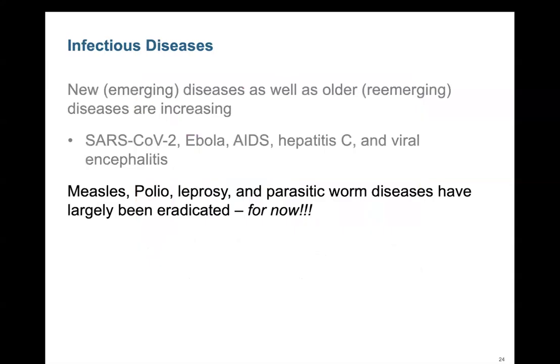Infectious diseases, these are new and emerging diseases, as well as older or re-emerging diseases, are increasing. We've seen SARS, Ebola, AIDS, hepatitis C virus, viral encephalitis, COVID. More recently, flu is something that we see every year. These are all things that either emerge or re-emerge. For the most part, measles, polio, leprosy, and parasitic worm diseases have largely been eradicated. And again, I put in there for now. They've been mostly eradicated because of very robust vaccination programs.